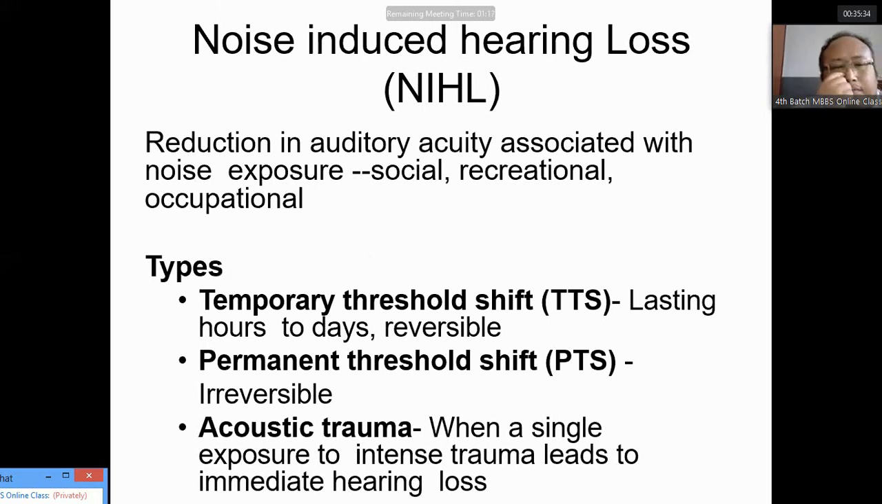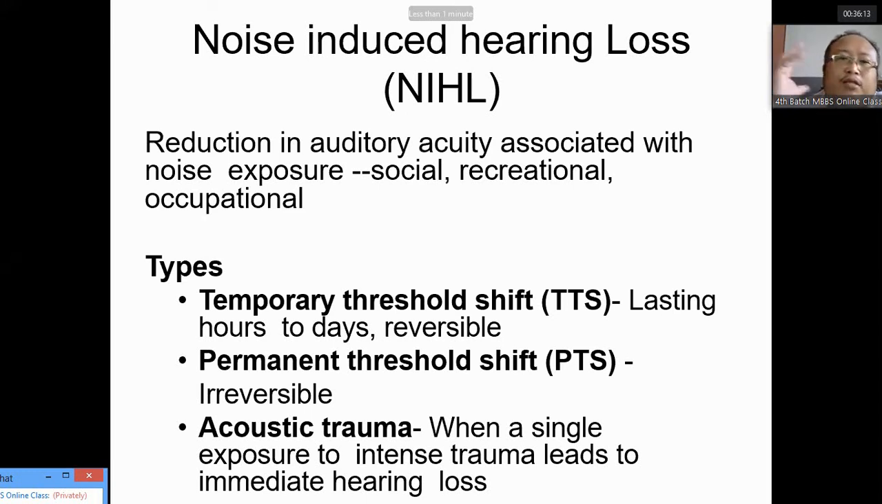Another cause of hearing loss is noise-induced hearing loss, which is more common nowadays. There is a reduction in auditory acuity associated with noise exposure. It might be social, recreational, or occupational. It might be divided into temporary threshold shift, permanent threshold shift, and acoustic trauma. Acoustic trauma means a single loud exposure with intense trauma leading to immediate hearing loss.